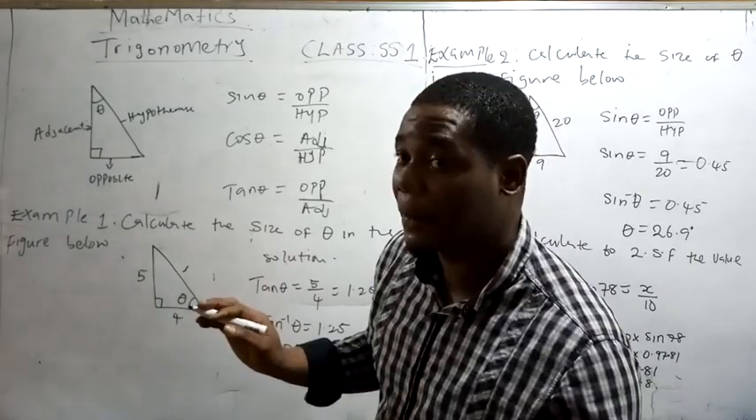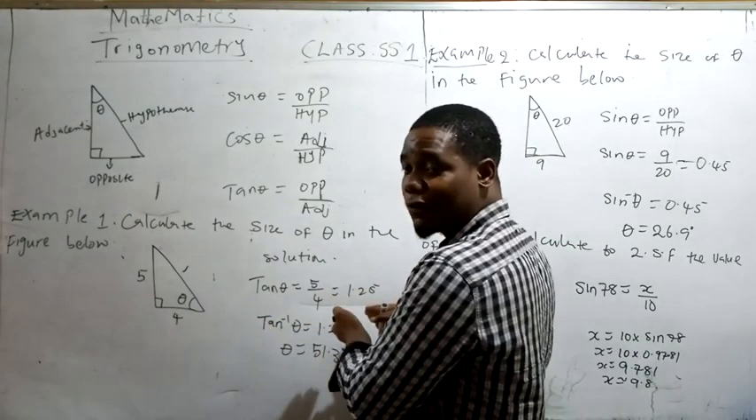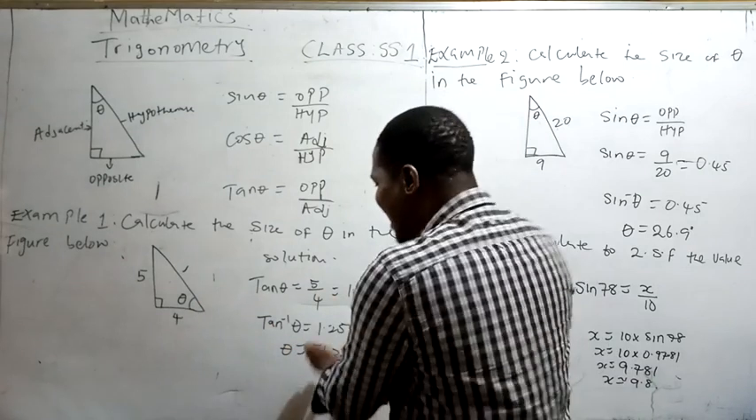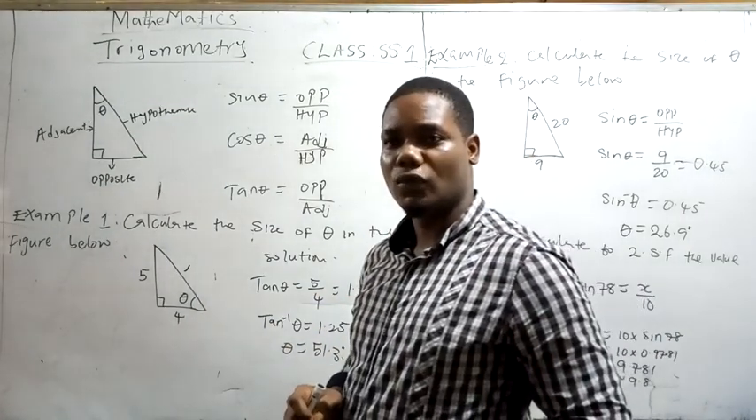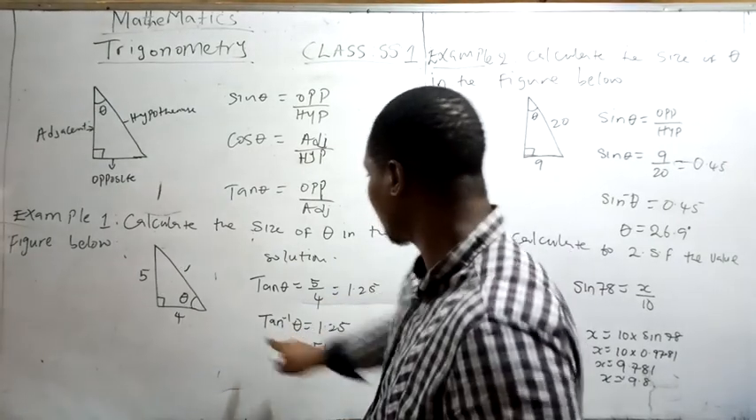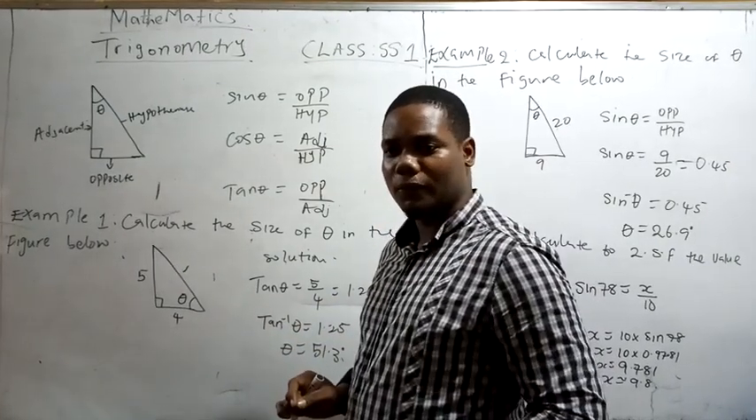That is not theta, because it's in decimal form. Now, for us to get the angle, we'll take our 4-figure table. You go to the tan table. Everybody move to the tan table.